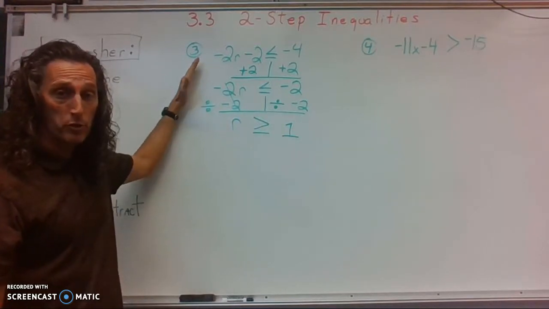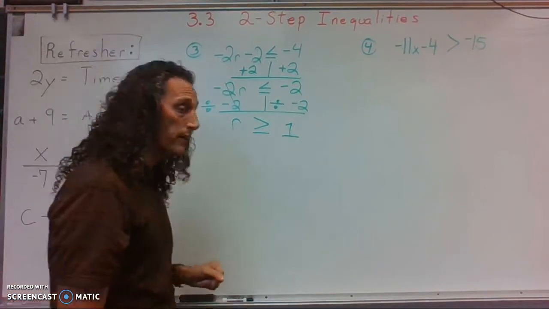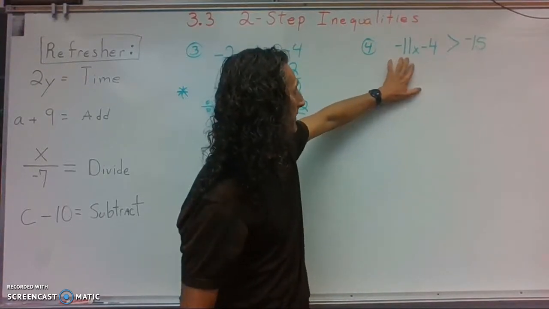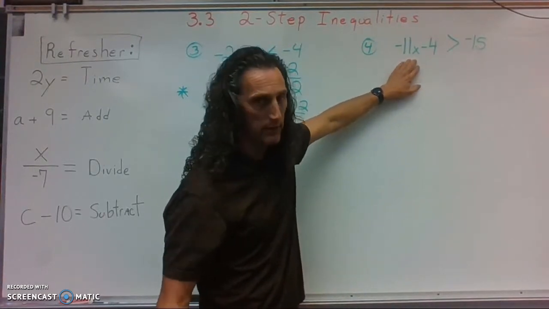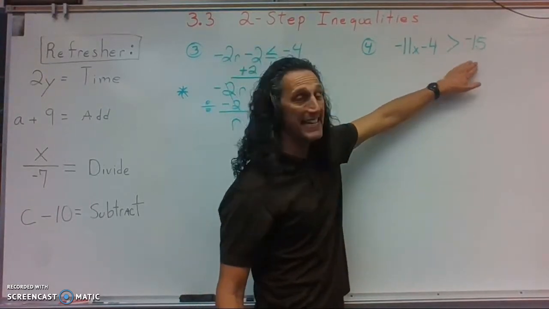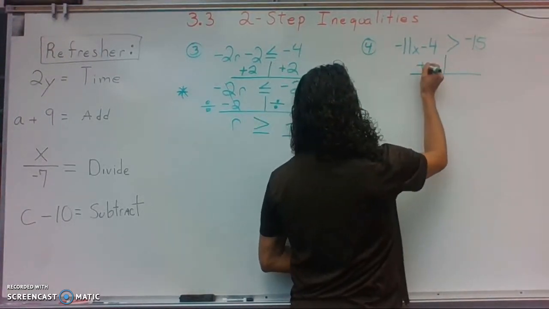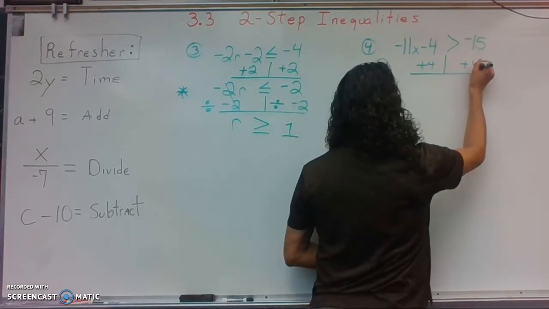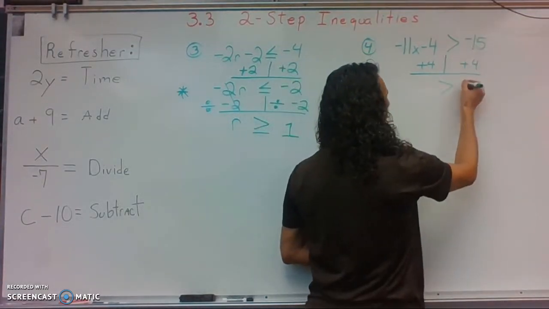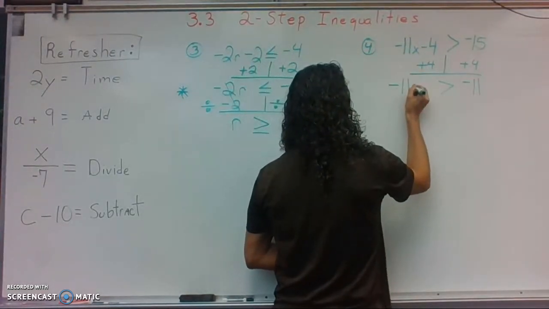So make sure you hit pause right now if you need to, but copy number 3. All right, number 4. So again, same type of setup. We have a negative 11 timesing the x, so that's going to be a problem. Minus 4, that's not a problem. Greater than negative 15, not a problem. So again, first step, get rid of any plus or minus. So I'm going to get rid of that minus 4. Still remains greater than. That falls down. This will make a negative 11. My negative 11 falls down over here.